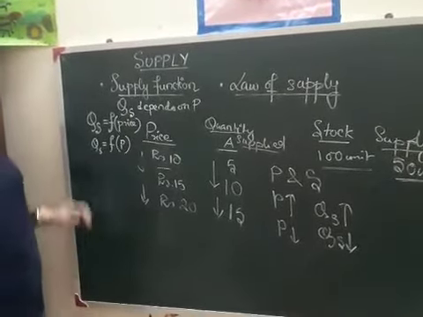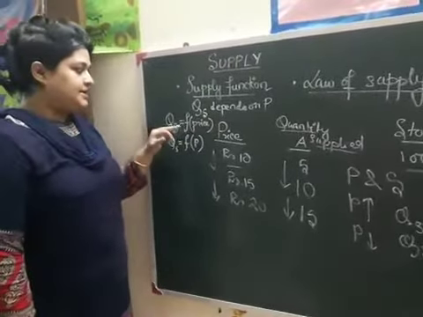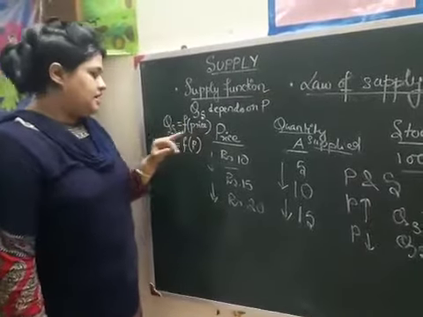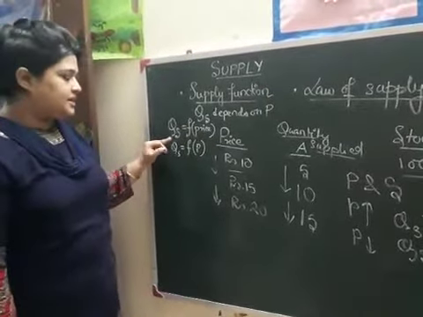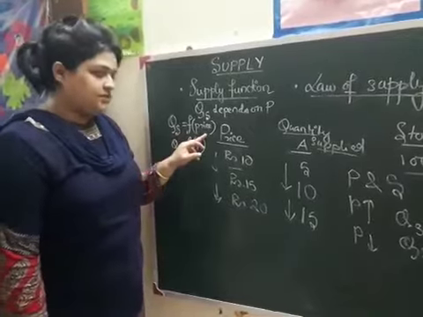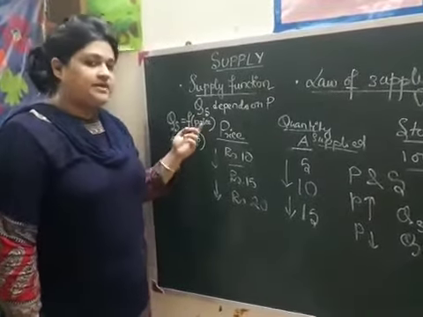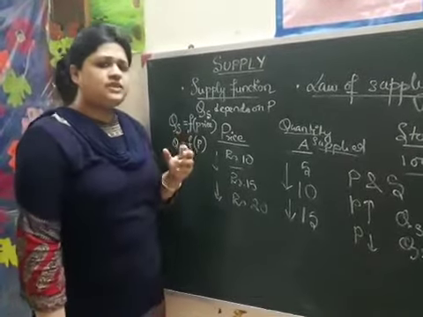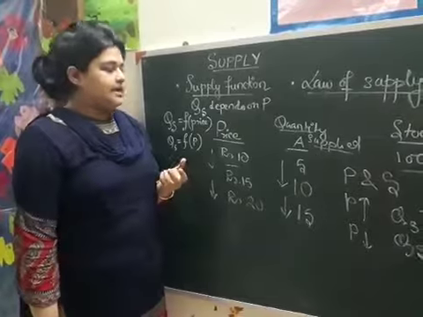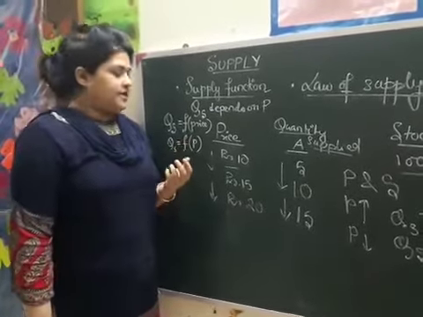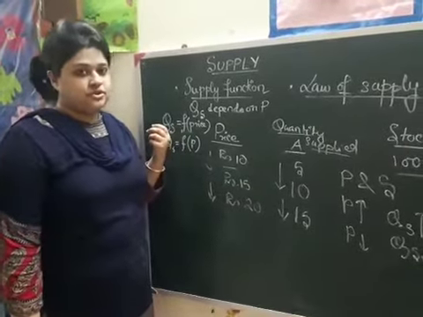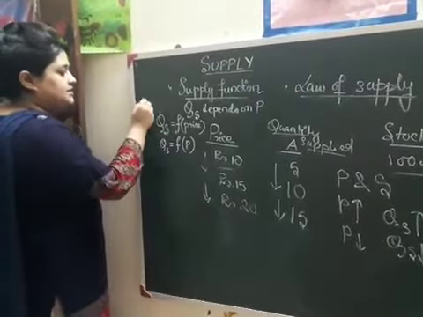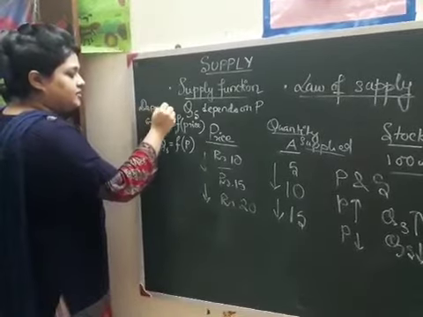Now what does it mean? Quantity supplied is depending on price. How much quantity will be supplied in the market depends on the price level. But on the contrary, price doesn't depend on the quantity supplied. Price is fixed by the market forces, but at that prevailing price, how much quantity the producer is willing to supply depends. So this is the dependent variable.